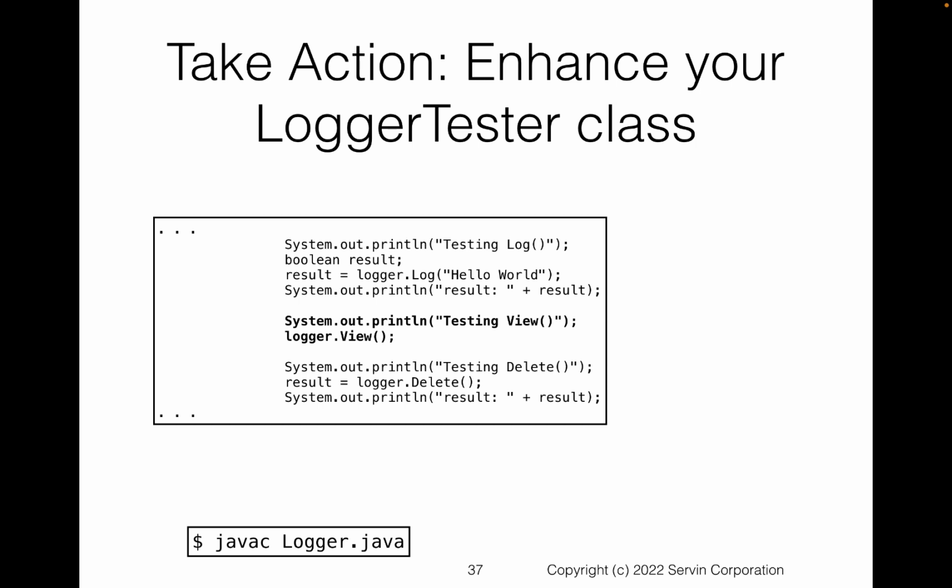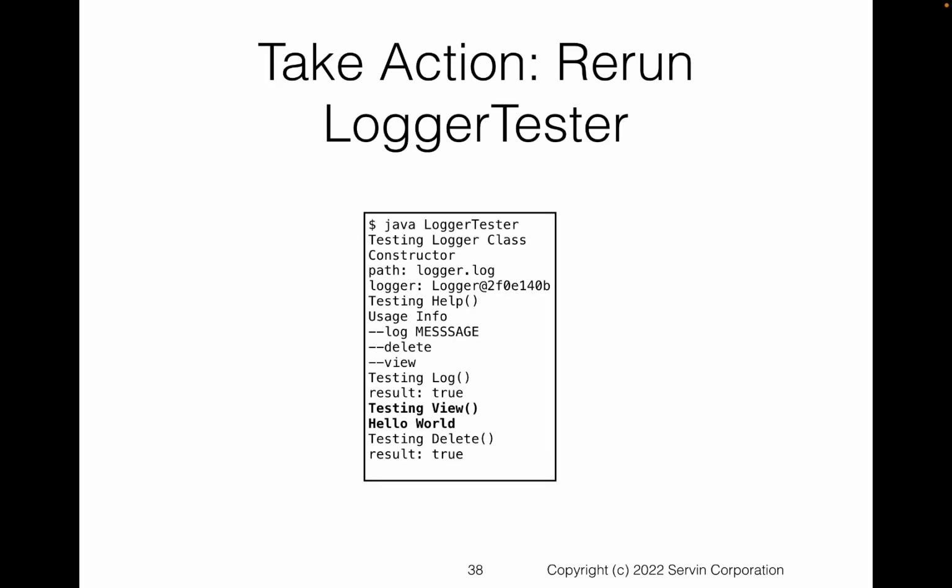Well, we can enhance our Logger test class now because previously when we put our Logger tester, we did not have a test of this view method. So since we've added it, we'll add a System.out.println, say testing the view, and do the logger.view so we can test and see how it works. So at that point we'll rerun the logger test, and we see that when we do our logger test we see indeed we've got the hello world that was put in there as part of this test code that we're running. And we see that we do indeed view it.